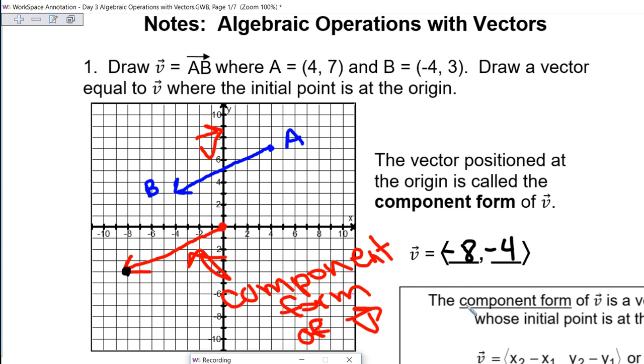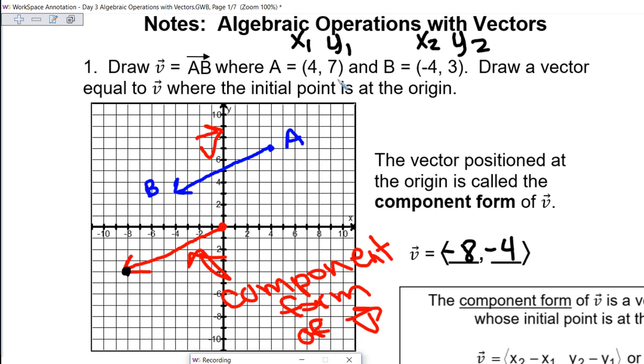And then we do have a formula. The component form of vector V is a vector equal to V whose initial point is at the origin. So for component form, if you're given 2 points, here is x1, here is y1, here is x2, here is y2. So according to the formula, to find the x value, it's just x2 minus x1. To find the y value, it's y2 minus y1.